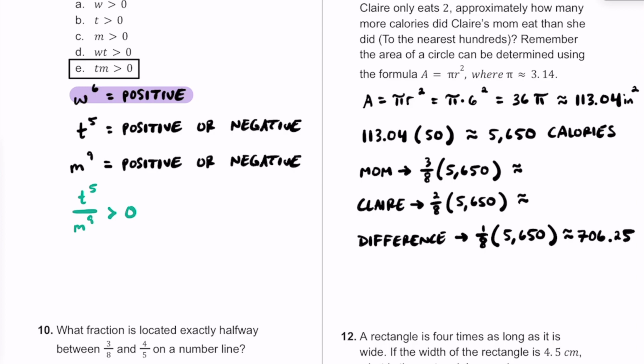And the directions do say round to the nearest hundreds. So we would go ahead and say that to the nearest hundred, this would be 700 calories difference. This would be our answer, rounded to the nearest hundreds place.